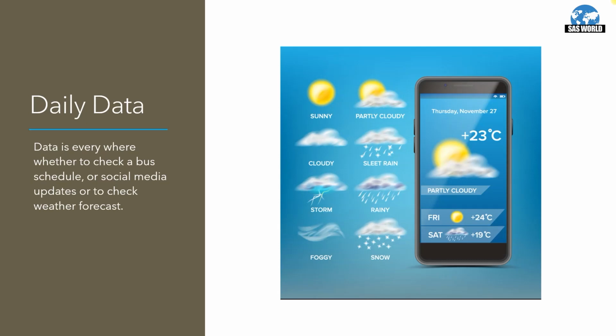What is daily data? We know that data is everywhere. In today's world, we are closely surrounded by data and we are consuming a lot of data. Such as if you want to see the weather forecast, we just use our mobile or computer or tabs and can quickly check the weather forecast. Or if you want to see the social media updates, we can check quickly. Or if you want to check your bus schedule or book your flight tickets. So this all comes under daily data. I hope this is clear. Let's move on to the next slide.